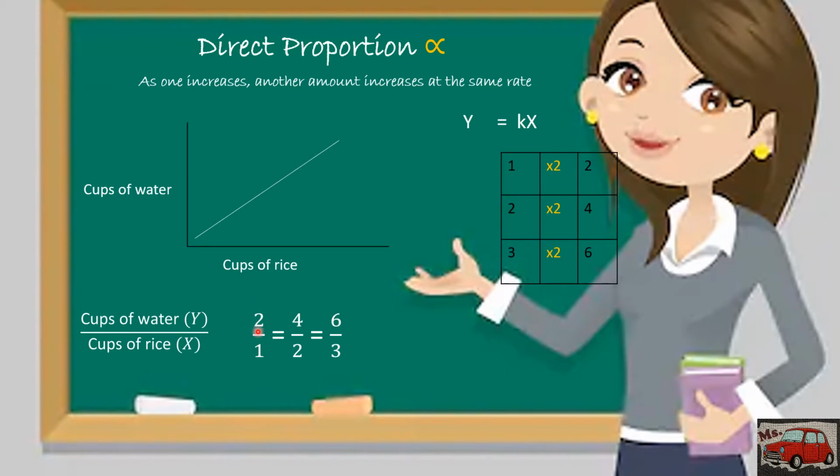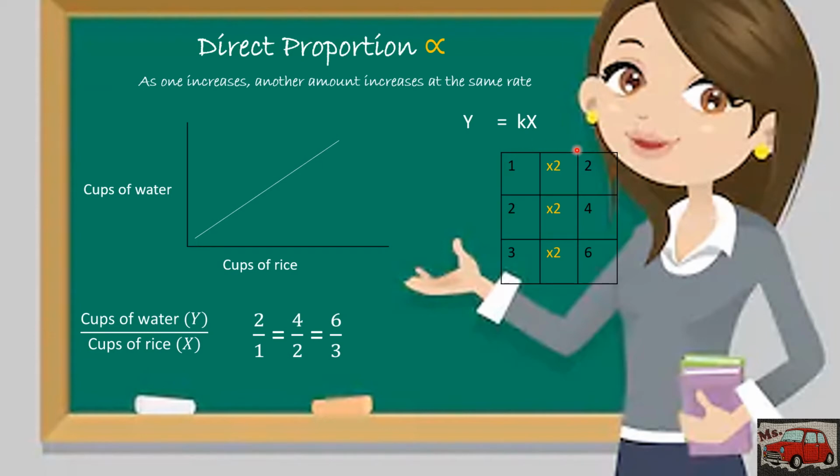Alright? So, to get this constant of proportionality, i-divide lang natin yung ratio natin. So, for example, 4 divided by 2, that is 2. Or 6 divided by 3, that is 2. Okay? Para malaman natin yung constant of proportionality natin. So, ito yung formula ni direct proportion and yung K dyan yung constant of proportionality.